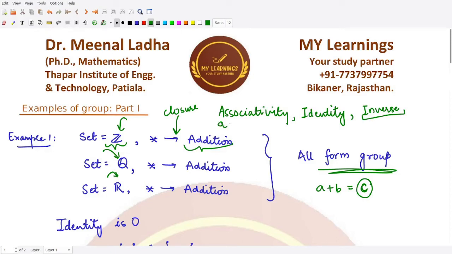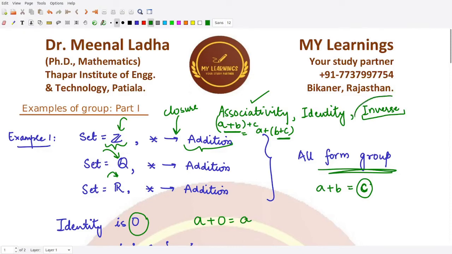Next, you will check the associativity property. That means you will check whether (a plus b) plus c is equal to a plus (b plus c). This is true in case of addition. There is no difference whether you take these two elements first or these two elements first. So we have associativity for addition as well. Now what is the identity here? The identity in case of addition is 0. If you add 0 to any number, you will get back the number again. So this is the additive identity in all the three cases.